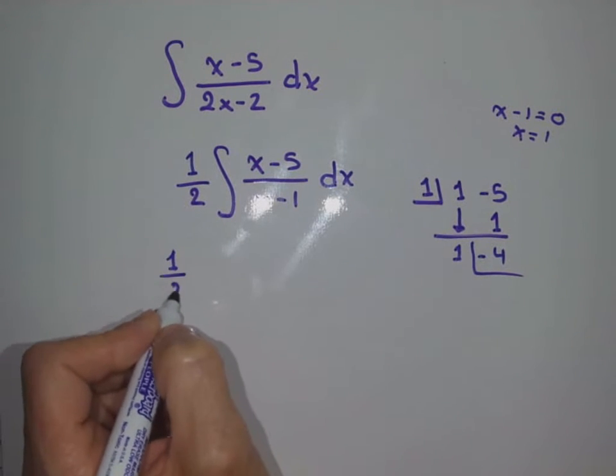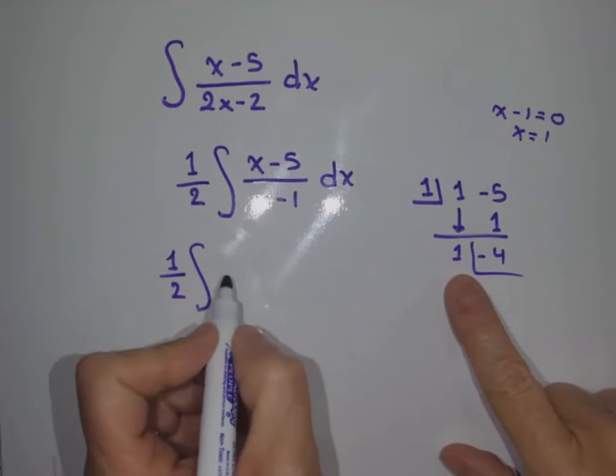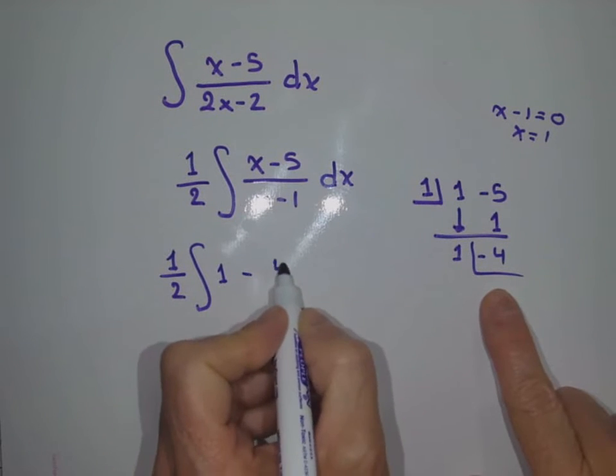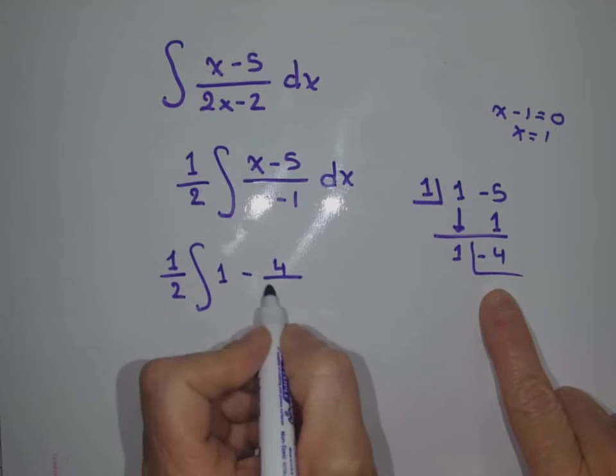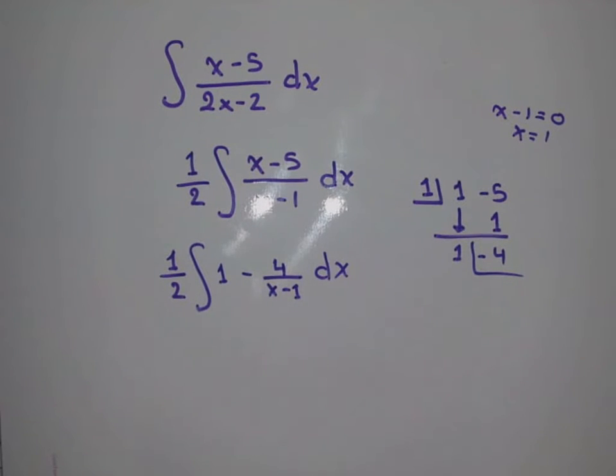me my 1/2 here, and then I want to integrate. So 1, no more x, minus my remainder over my divisor, right? X minus 1 and then dx. And that's nice and easy to integrate now, isn't it? So we have 1/2.